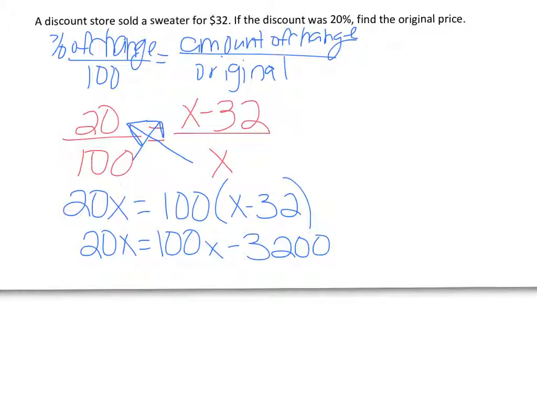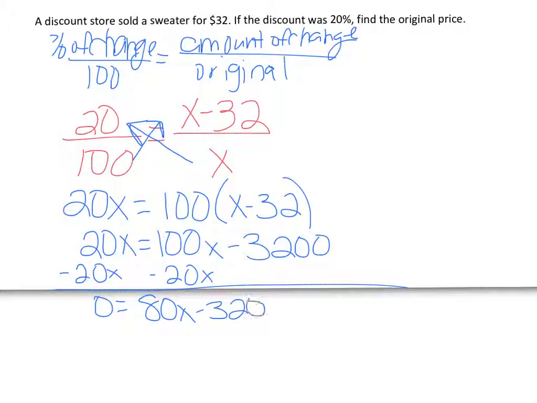What should I do? Yes, subtract what? You could go either way. You could get all the x's on the left side, or you could get all the x's on the right side. You'll get the same answer either way. I'm going to go ahead and move them over to the right side, so I'm going to subtract 20x from both sides. When I do that, I end up with 0 equals 80x minus 3,200.